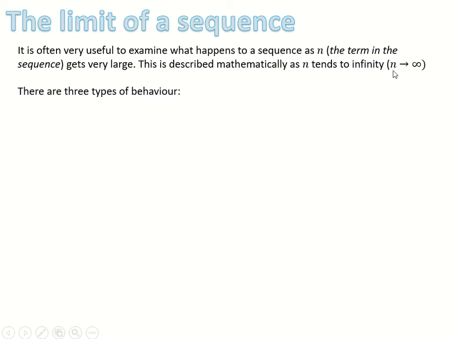Basically what we're saying is as n gets bigger and bigger, as we get further and further through the different terms in the sequence. That's all that means, as n tends to infinity. But we write it in the simplest way just like this, as n tends to infinity. So with any sequence, as n tends to infinity, there are three different types of behavior. There's three things that could happen to the sequence.